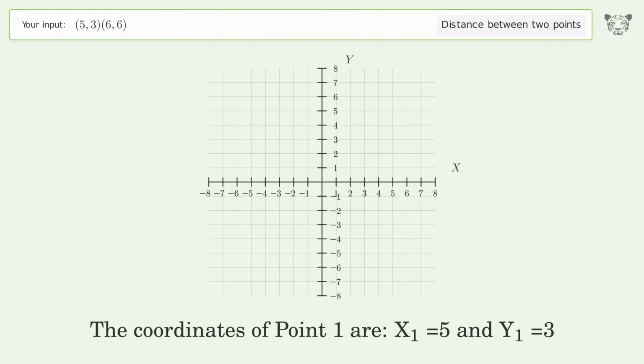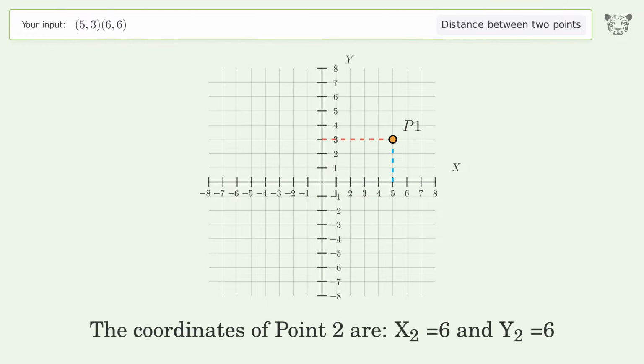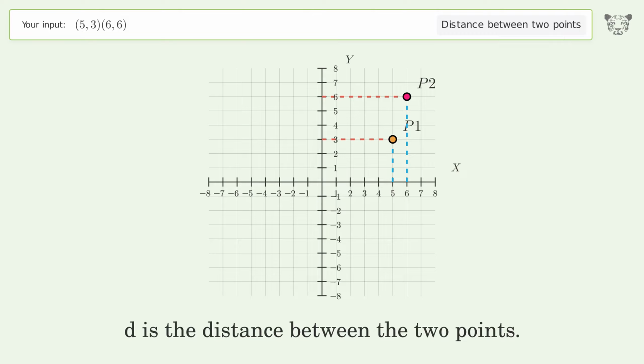The coordinates of point 1 are x1 equals 5 and y1 equals 3. The coordinates of point 2 are x2 equals 6 and y2 equals 6. D is the distance between the 2 points.